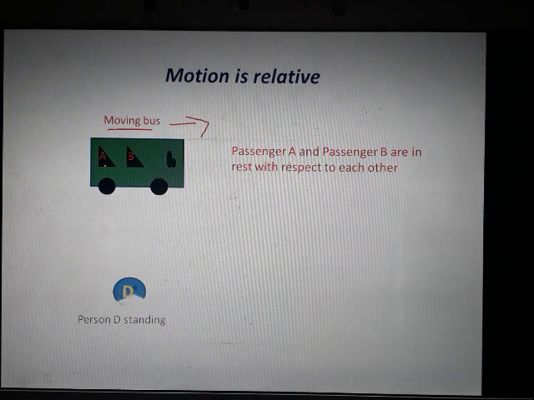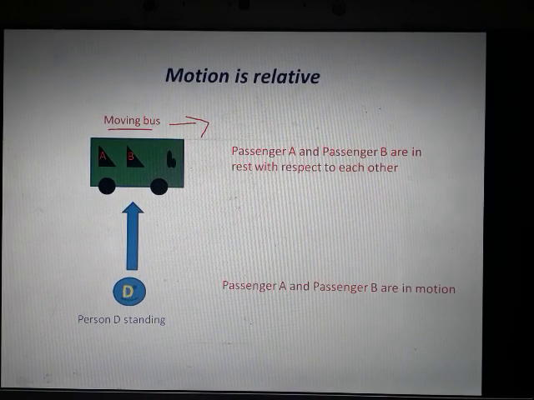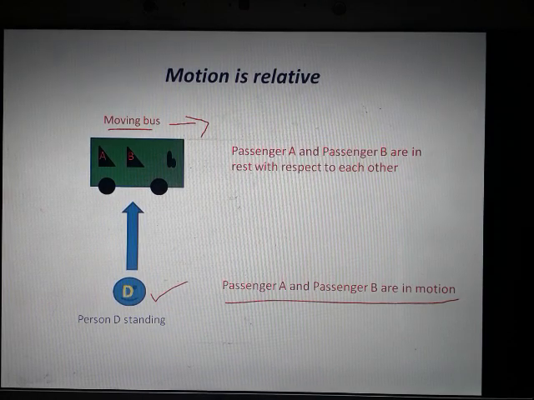But now for a person D standing over here looking at this moving bus, what will he observe? He will observe that passenger A and passenger B are in motion. So you can see for passenger D, A and B are in motion, but for A and B, with respect to each other, they are at rest. That means motion is relative. It depends on your frame of what you are seeing.